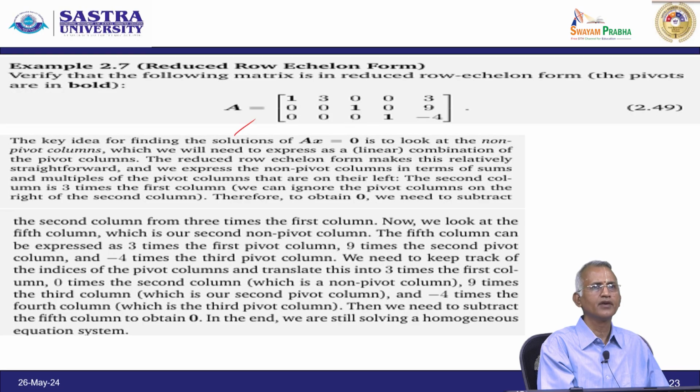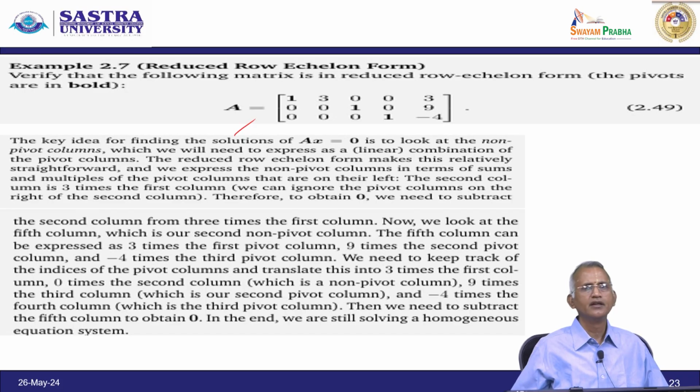Now, we look at the fifth column, which is our second non-pivot column. The fifth column can be expressed as 3 times the first pivot column, 9 times the second pivot column and minus 4 times the third pivot column. So, we need to keep track of the indices of the pivot columns, and translate this into 3 times the first column, 0 times the second column, which is a non-pivot column, 9 times the third column, which is our second pivot column, minus 4 times the fourth column, which is the third pivot column. Then we need to subtract the fifth column to obtain 0.